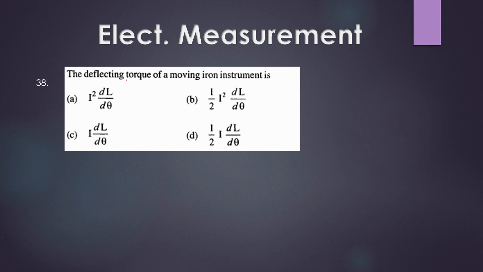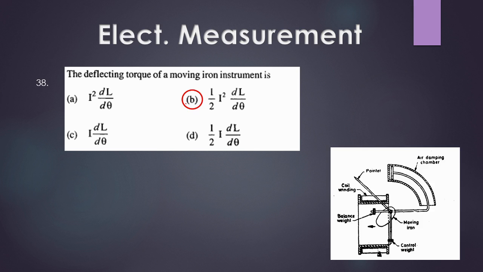Next question. The deflecting torque of a moving iron instrument is. These are the options. What is the formula for deflecting torque of an MI type instrument? Let's see what is the answer. The answer will be B option. Here you can see this is a typical MI instrument, where this is the moving iron and here air friction damping is used. So the deflecting torque is 1 by 2 I square dL by d theta.